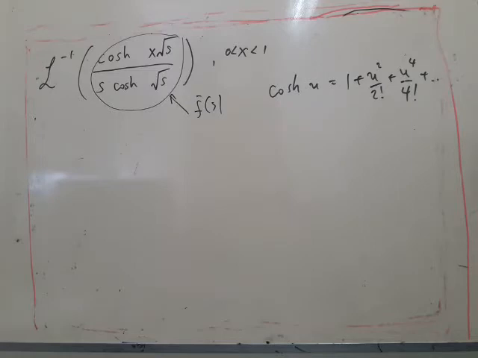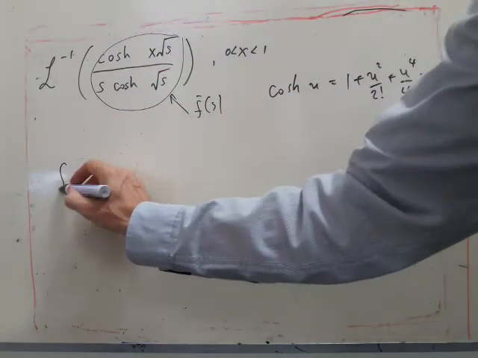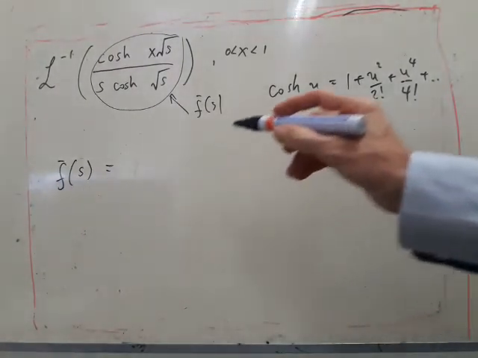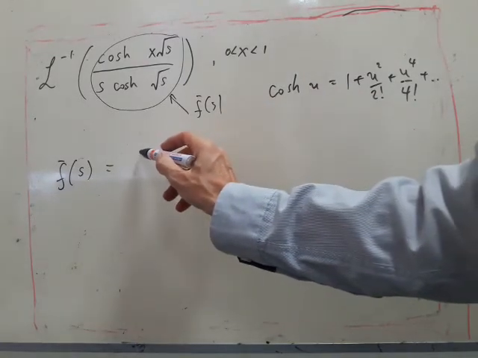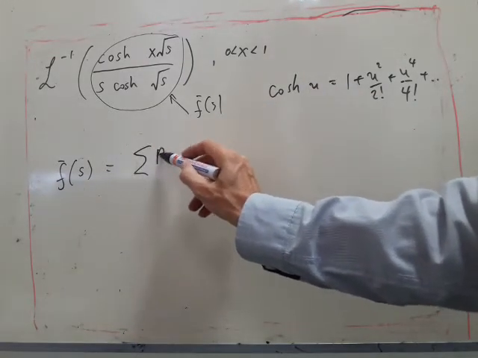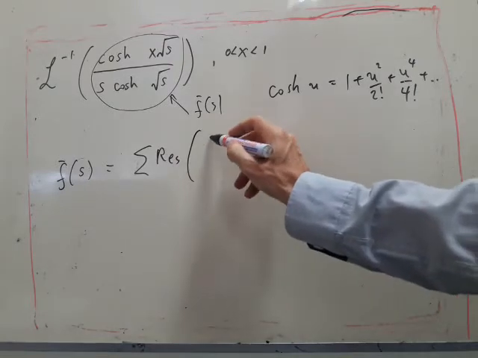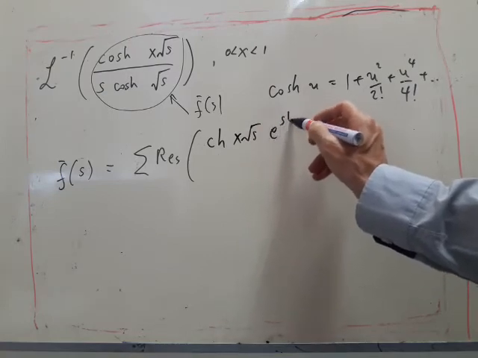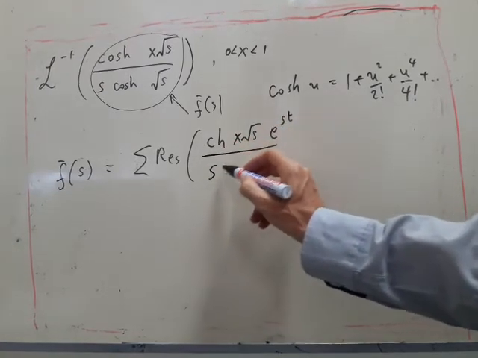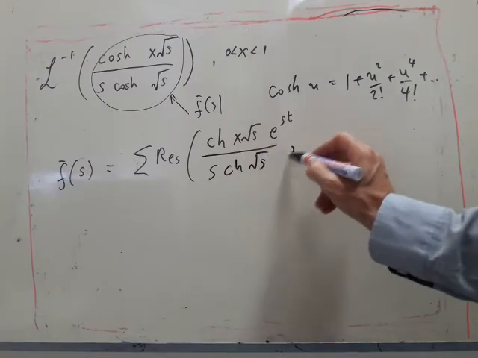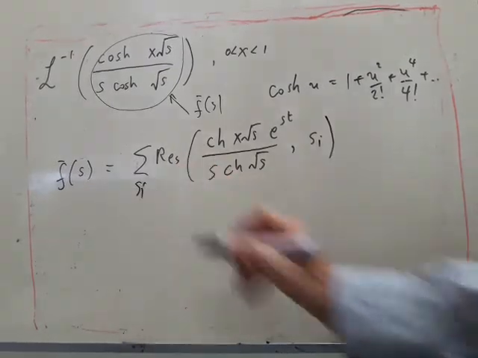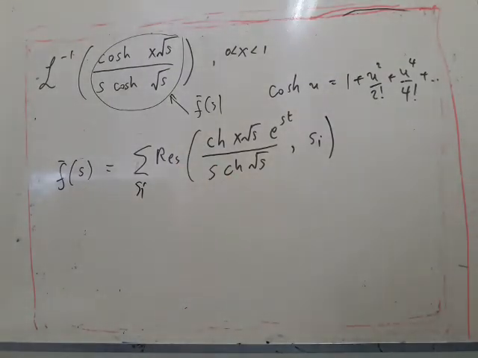So we can just go ahead, and this is given simply by, we can just quote the formula. Since there's no branch cuts, we can simply quote the formula that it's equal to the sum of the residues of cosh x root s times e to the st over s cosh root s over all singularities, all poles. So we need to work out where this function has poles.